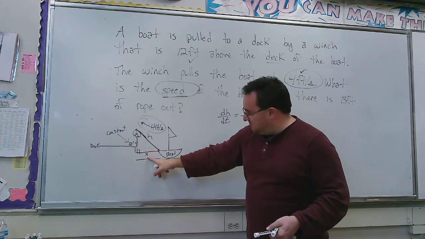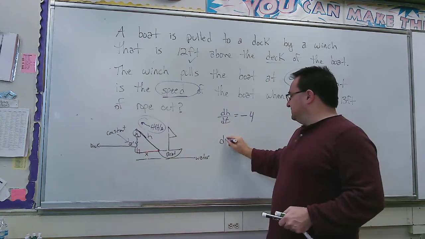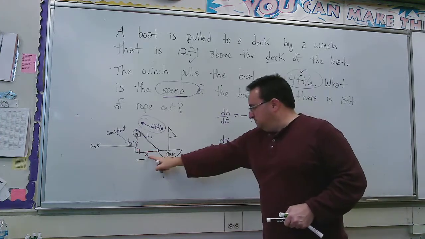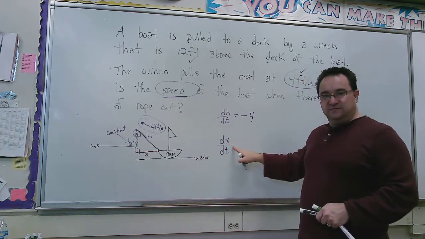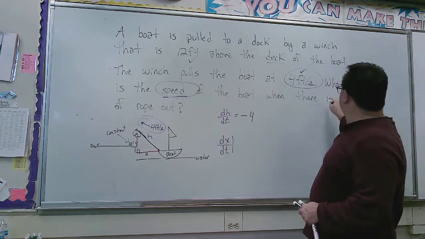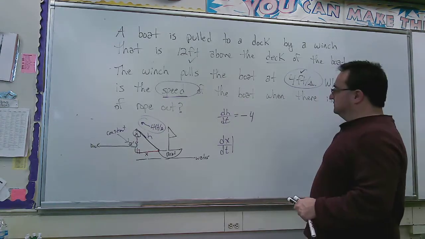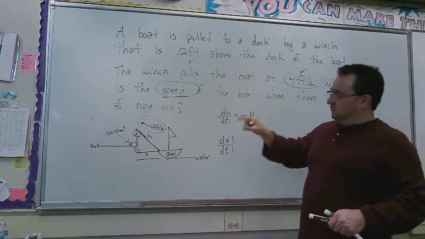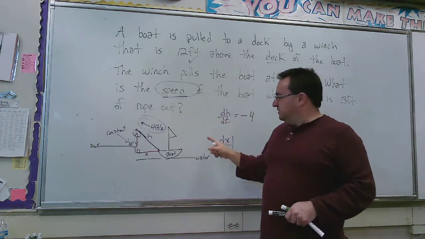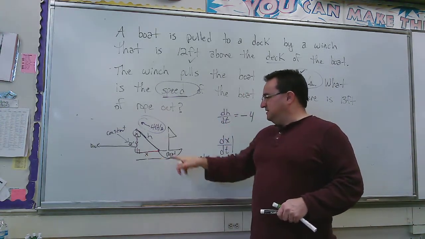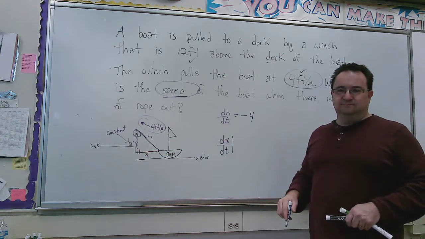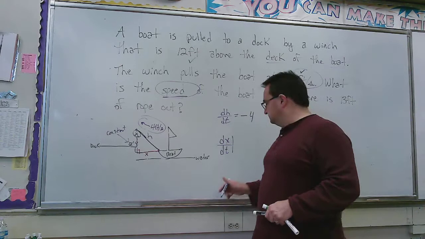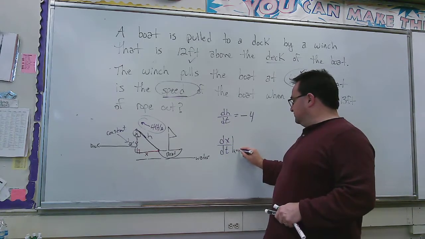And look at the variable there. So this is asking, what is the speed of the boat? Based on the picture, it would be this. When the boat is 13 feet out, when there is 13 feet of rope out. So is that when X is 13 or H is 13? 13 feet of rope, when H is 13.